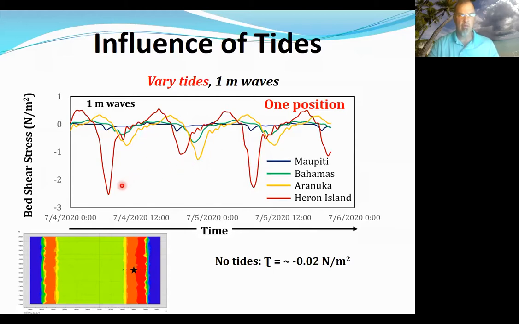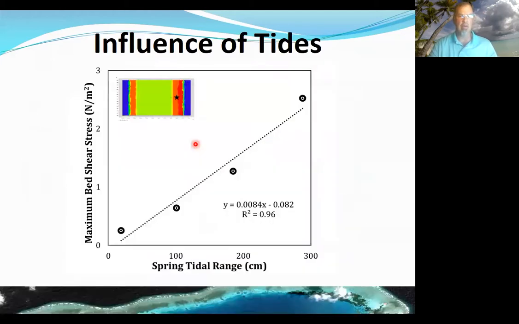And so we can also try and quantify the influence that tides have. Basically what we'll do is look at the maximum bed shear stress for each of these during this time interval. The maximum bed shear stress, we'll plot that against the tidal range. And that's what this plot shows. This is just for 1 point with 1 meter waves, so it's again just looking at one variable.